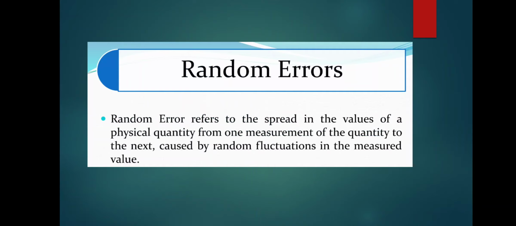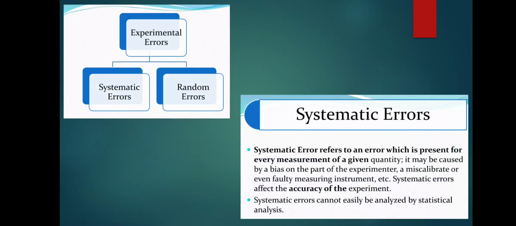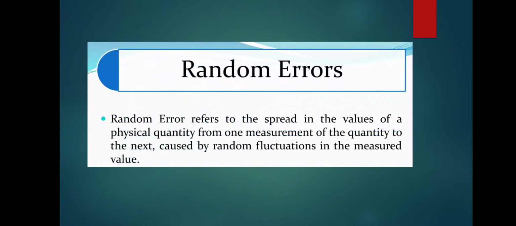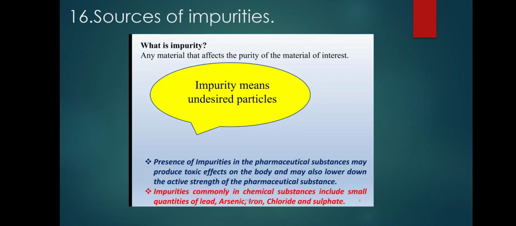Caused by the random fluctuation in the measurement value. Randomly, the values get differentiated, fluctuated, and these values can be easily known. But the systematic error, where the instrument and some of the chemicals we are using may have an error, you cannot guess that. But in random error you can. Sometimes even there you cannot guess where the error is coming from.